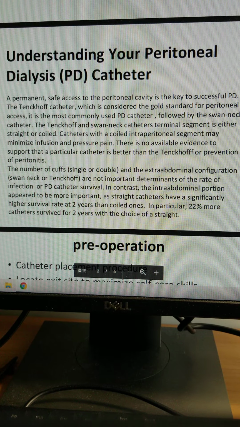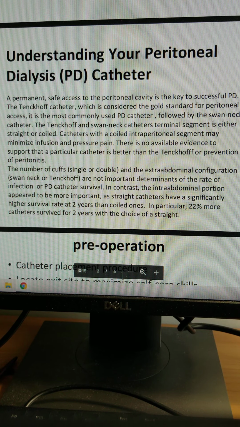Understanding your peritoneal dialysis catheter. In order to perform peritoneal dialysis, a PD catheter will need to be placed into your abdomen. Your surgeon will work with you to identify the appropriate location. A PD catheter is a flexible plastic tube.